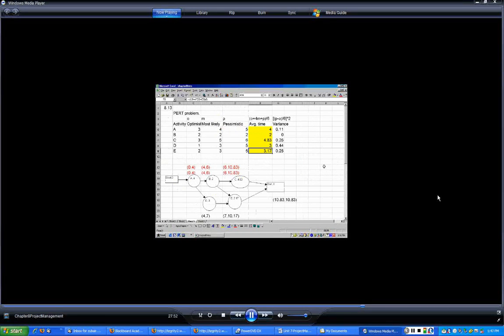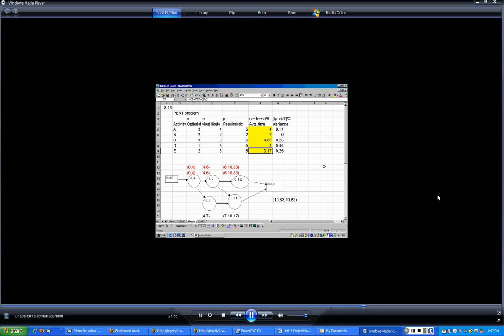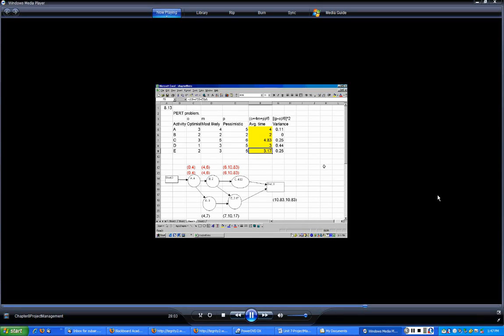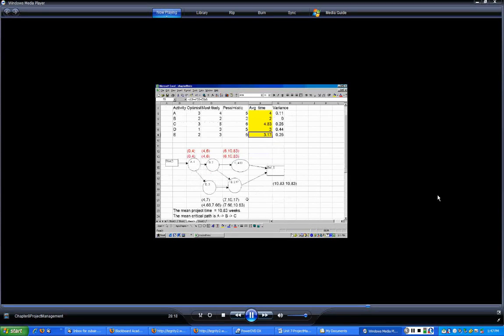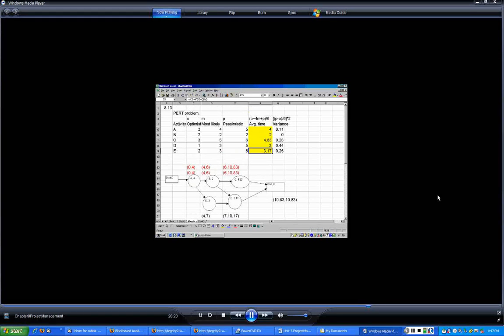Okay, folks, let me take another problem. Now this time it is 8-13, which is a PERT problem. So pause the program right here and read through the problem. Now in this problem there are 5 activities, A through E, to be finished, and for each activity we are given the optimistic time, most likely time, and pessimistic time.